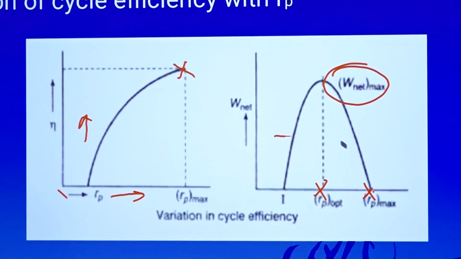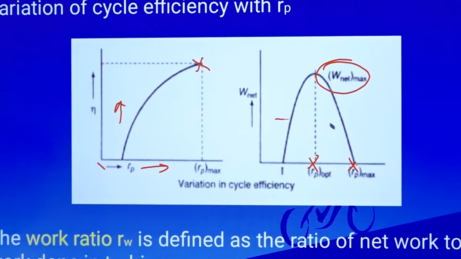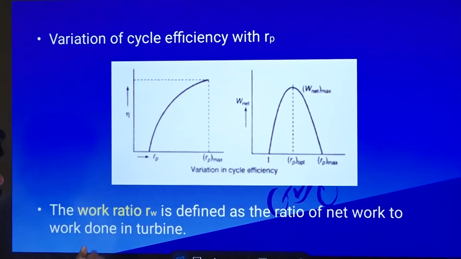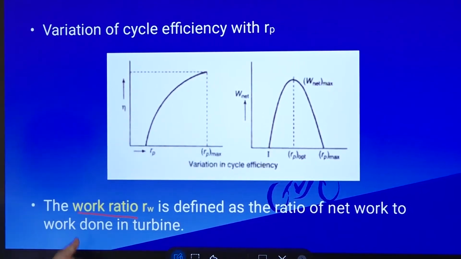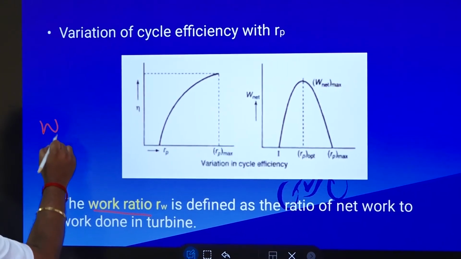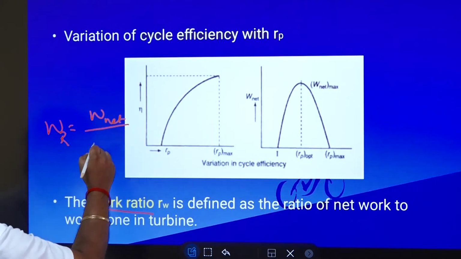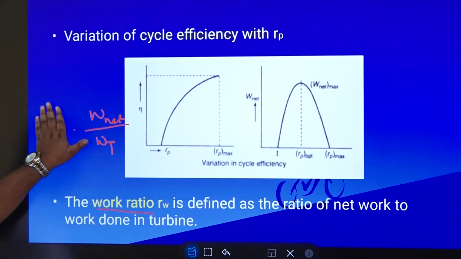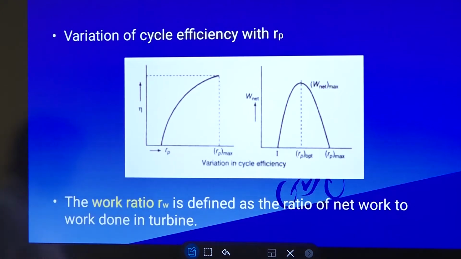Here the work ratio is defined as the ratio of net work to the net work done in the turbine. You will get questions related to this work ratio. So what is work ratio? It is the ratio of net work and the work done in the turbine. So work ratio W_R will be equal to net work W net divided by the work done in the turbine. You have to know this formula. Based on this you will get problems on the variation of cycle efficiency with the pressure ratio.